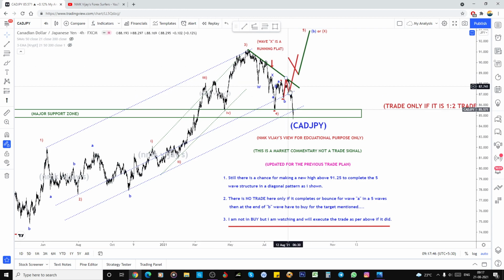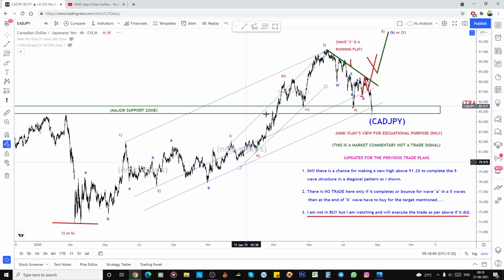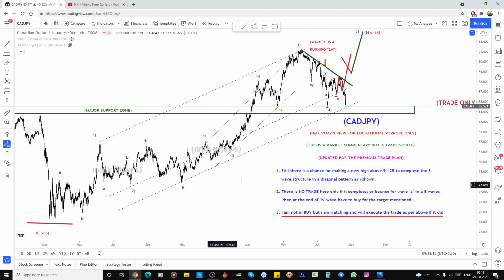Otherwise, if it did like this, where we have to place the stop loss and where you have to take the trade, and then you have to trade. See, what I expected was 1, 2, 3, 4, 5, but it is not there. It did only A, B, and C. That is why I have mentioned this as an X or B. So if it is an X, this is a W, X, Y, or this could be A, B, C, is a B and C. So try to understand. That's it.